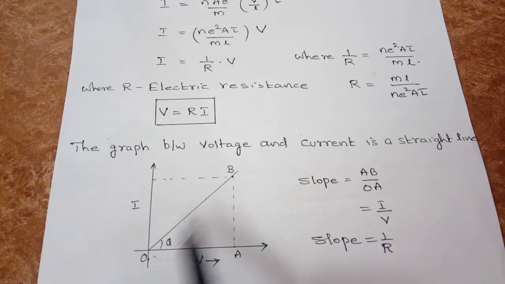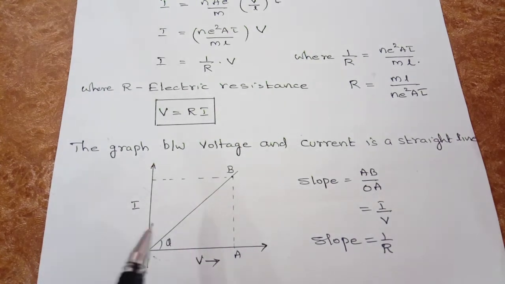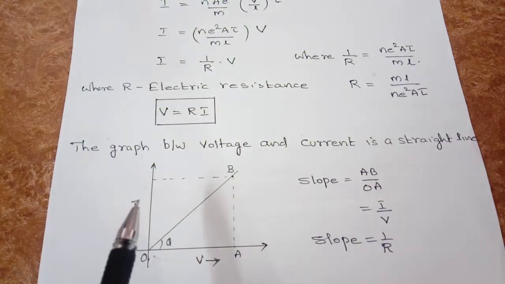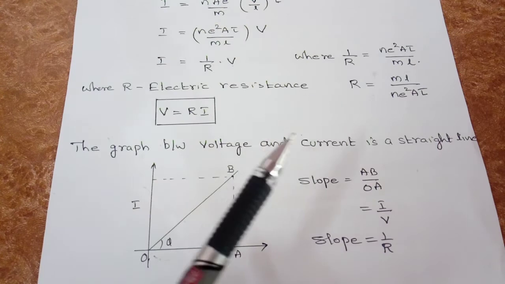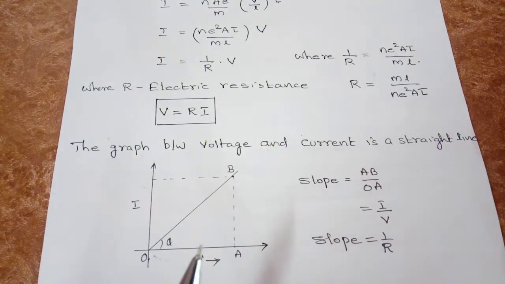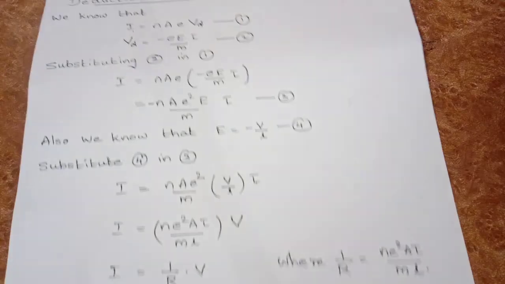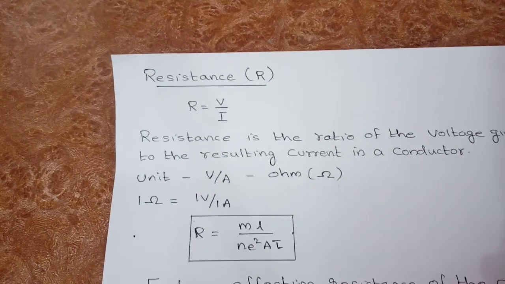At that time also the graph will be a straight line, but the slope of the graph will be directly V by I. Directly it will give the resistance. Anyway, the slope of a voltage-current graph gives the resistance. So if I is on the x-axis and V is on the y-axis, the more the slope, the more the resistance. Now another thing I want to discuss is electrical resistance.